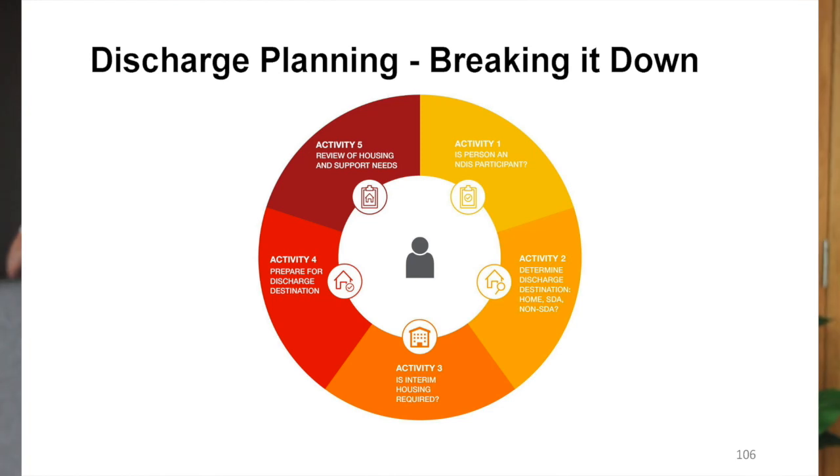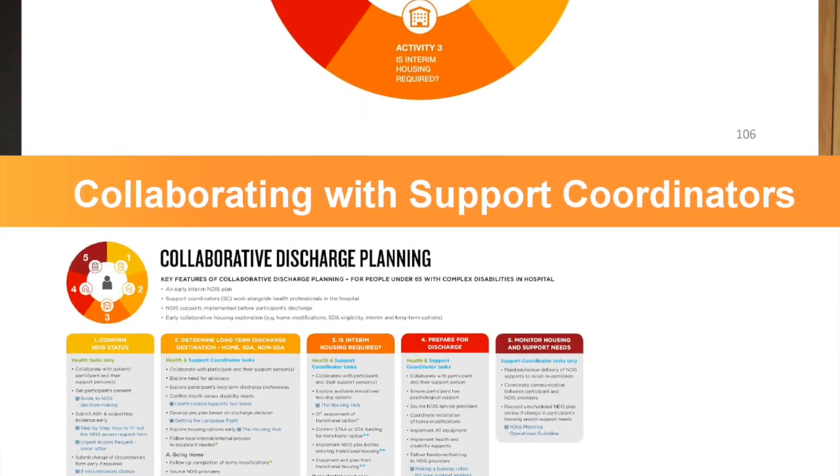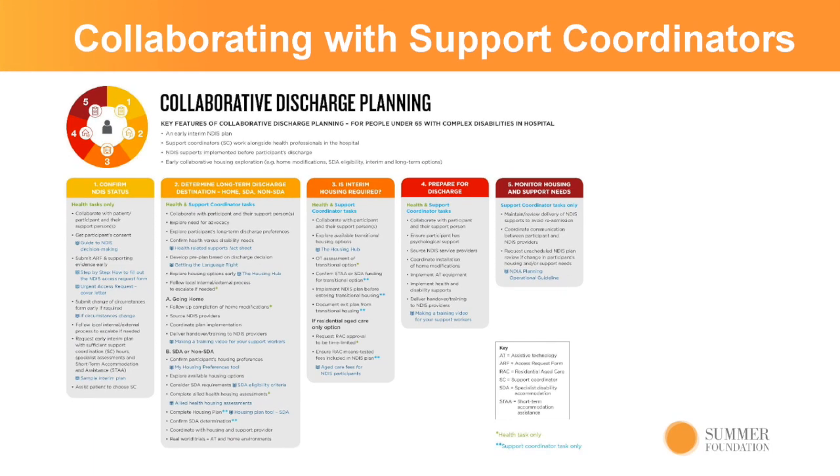Each activity in this wheel has tangible actions that are shared by support coordinators and health. The activities where collaboration between health and a support coordinator is most critical is from activity 2 to activity 4, where housing and support options are being addressed. The Collaborative Discharge Planning poster is a resource which outlines those tangible actions shared between health and support coordinators within each of the main activities of discharge planning.